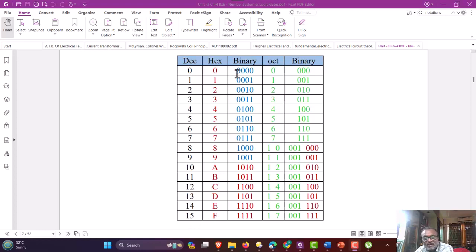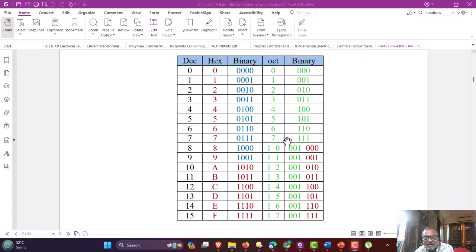The corresponding binary values will be: 0 is 0000, 1 will be 0001, 2 will be 0010, 3 will be 0011, 4 will be 0100, 5 will be 0101, 6 will be 0110, 7 will be 0111, 8 will be 1000, and 9 will be 1001. 10 will be 1010 and so on. So F will be 1111.